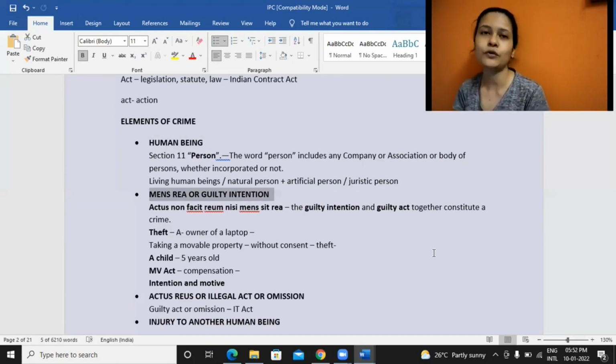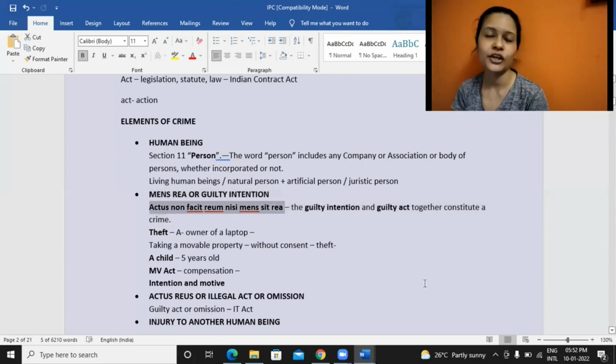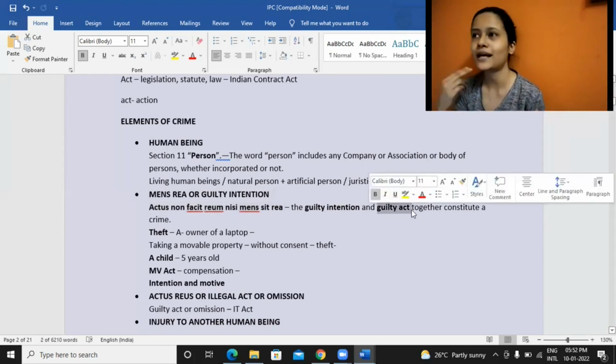How can you prove that I have the bad intention of killing someone unless and until I have done something for it, right? That's why we have a maxim called actus non facit reum nisi mens sit rea, which means just having the guilty intention in the brain is not enough. We need to do some guilty act as well. So both guilty act plus guilty intention taken together will constitute a crime.